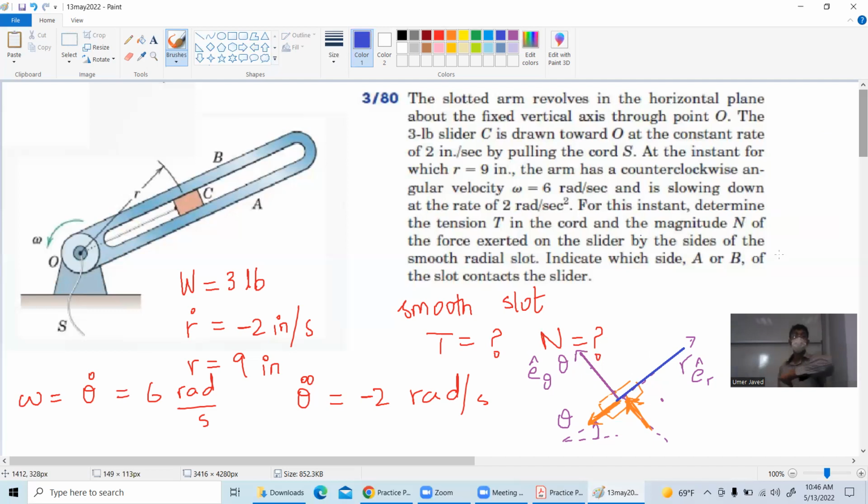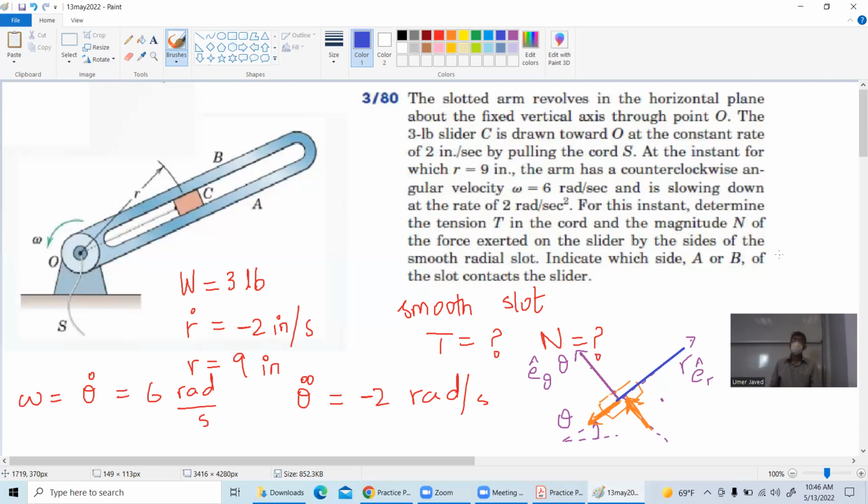Okay, so read the question. It says it goes in a horizontal plane. So, John, we are looking from up here. We are looking from the top. So the weight is downward. If it had friction, what would have happened?